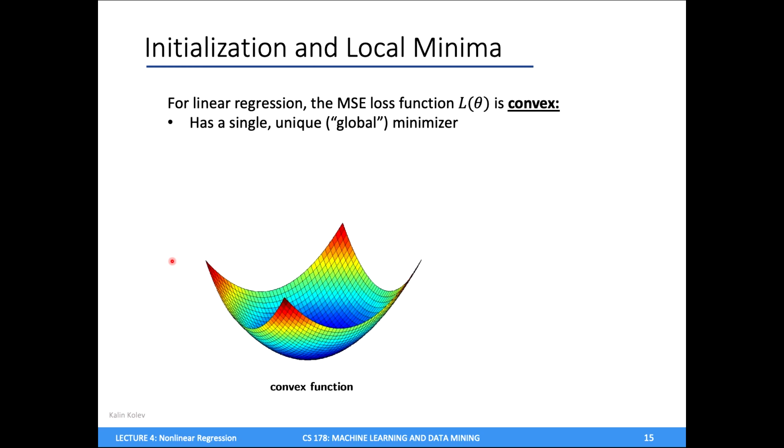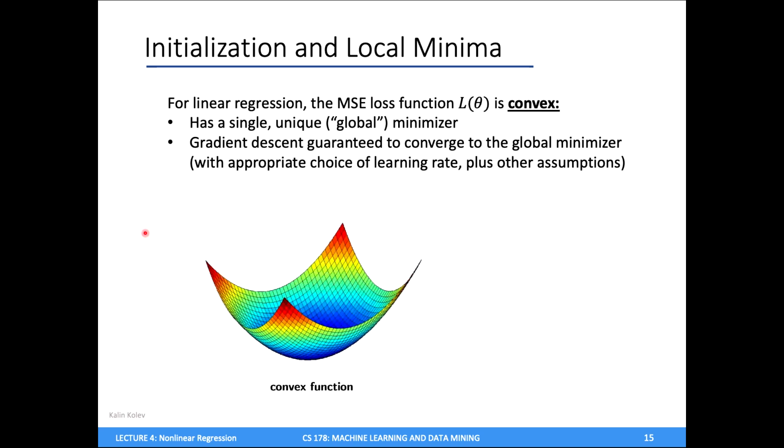But having a convex loss function is a very nice property. In particular, convex loss functions have single, unique global minimizers. So there's really only one point in this function that minimizes the loss surface, kind of down here at the bottom. And in fact, if you run gradient descent on a convex loss function, with an appropriate choice of the learning rate, plus some additional assumptions I won't go into here, you're actually guaranteed to converge to the minimizer of this function. So this is really nice. We have some theoretical guarantees that tell us gradient descent actually really works.